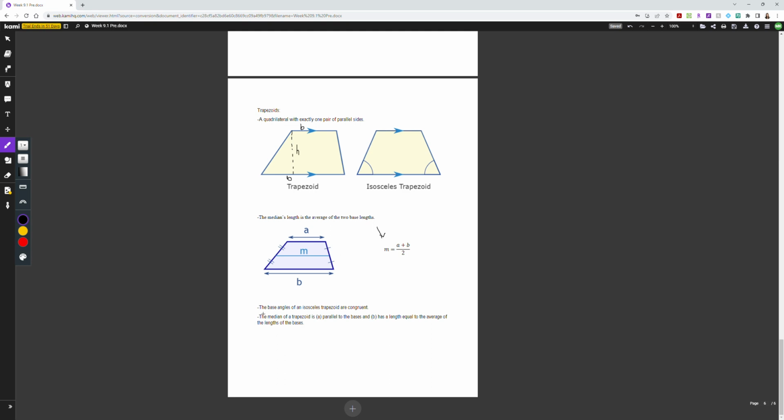Now again, let's look. The base angles of an isosceles trapezoid are congruent, like I said here. And the median of a trapezoid is parallel to the bases. See, this is parallel to these two bases, and has a length equal to the average of the lengths of the bases, which is why we use the formula for this. Alright? And we'll see a little bit about how we would play around with this information during our deep dive lesson.